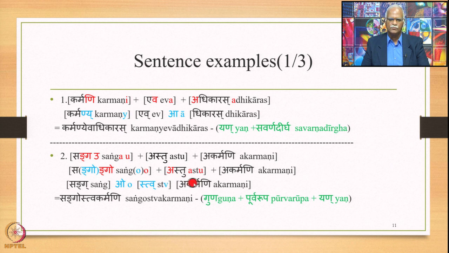Similarly, this u and this a, they both are in samhita mode, and so this u is substituted by va, that is yan sandhi. So we have sang, o, stva and akarmani as the next stage in the derivation. And then when we join them together, we get sangostva karmani as the sentence. And here we have guna as well as purvarupa as well as yan sandhi taking place.